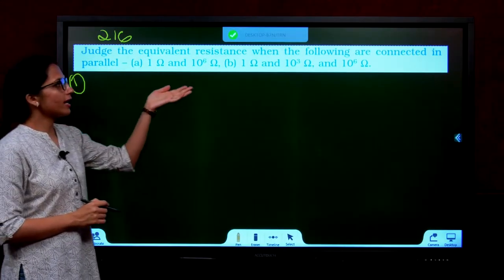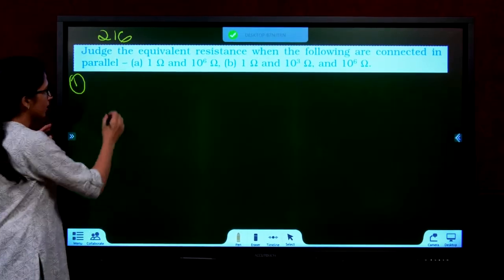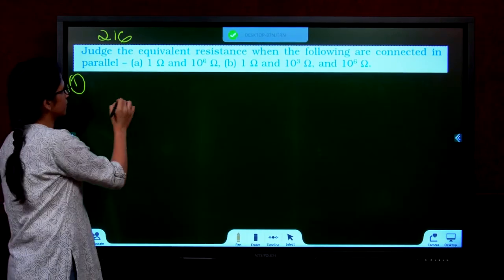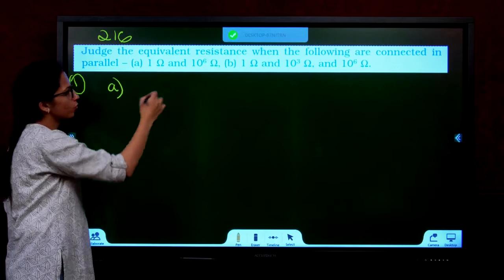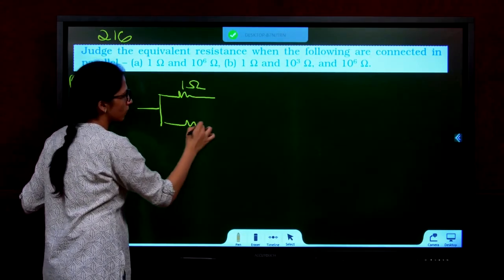Judge the equivalent resistance when the following are connected in parallel. You have to only judge, you don't have to get the exact answer. You should predict a possible answer. First one, they have given 1 ohm and 10 power 6 ohm.